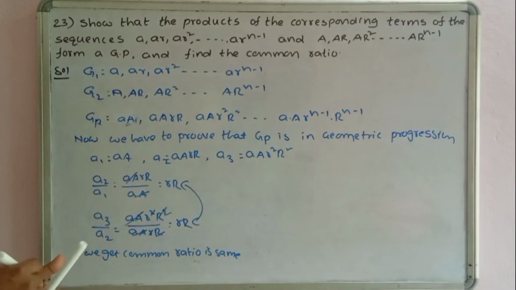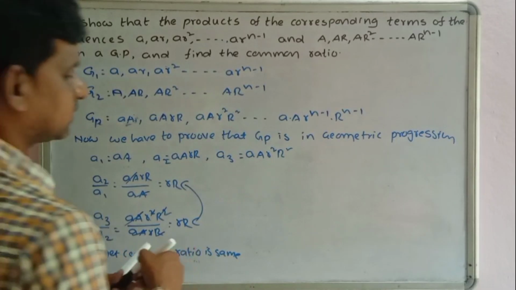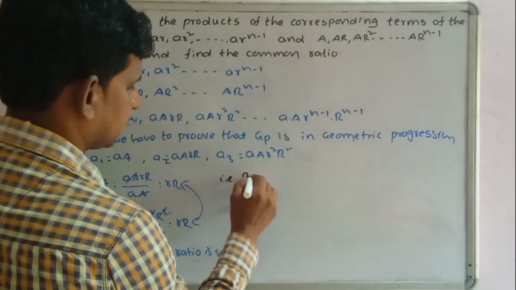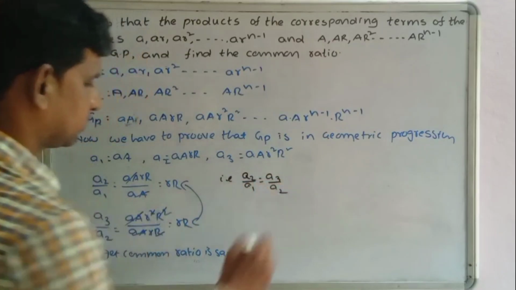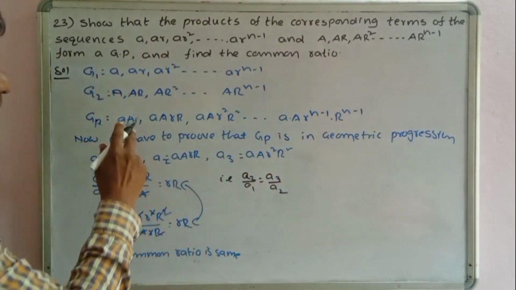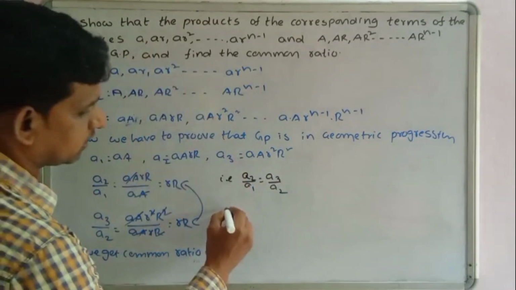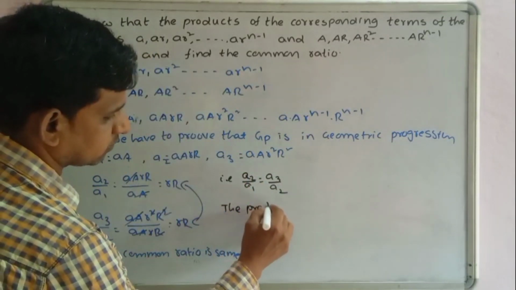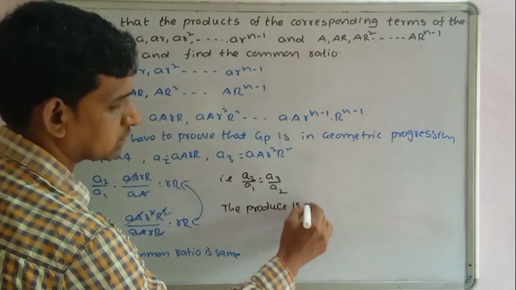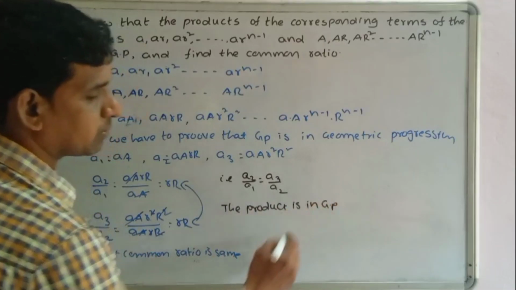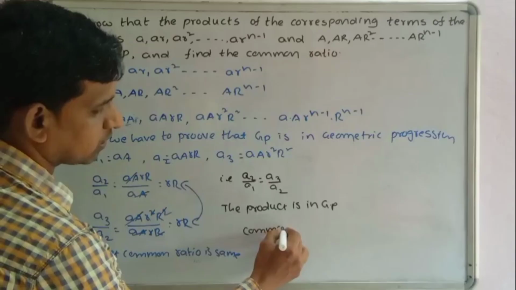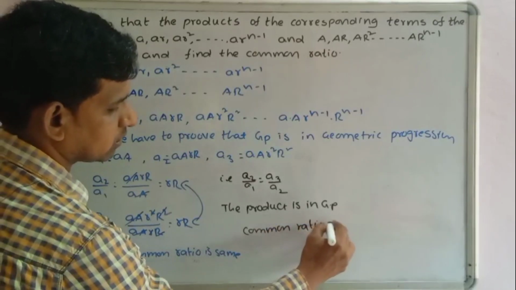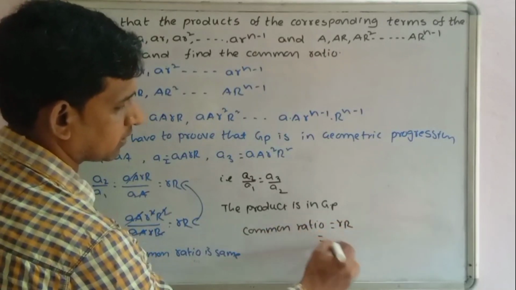Okay, therefore, what is the meaning of that? That is a2 by a1 equals a3 by a2. So the given series, the product, is in GP, geometric progression. What is the common ratio here? Small r capital R. Common ratio equals small r capital R.